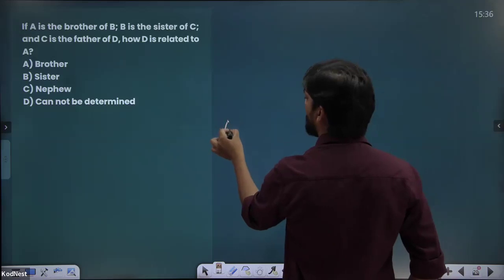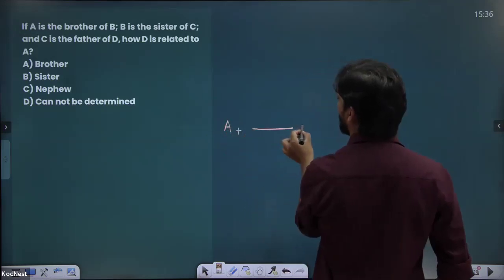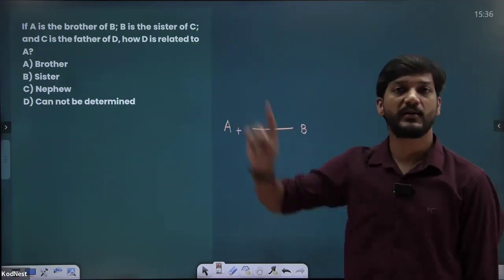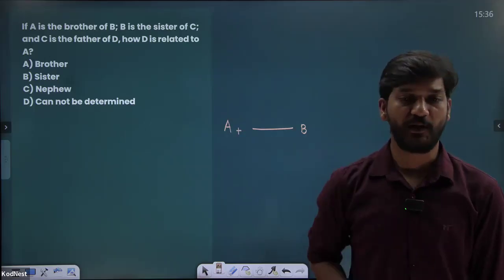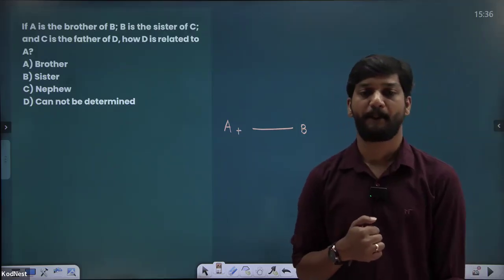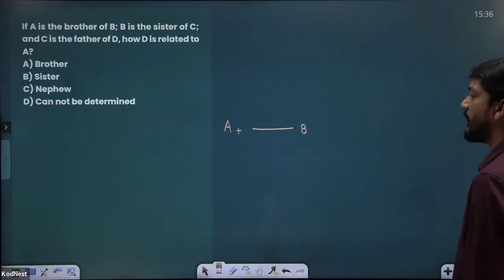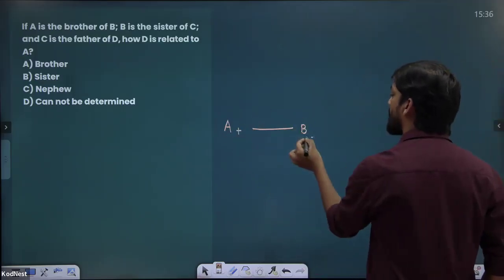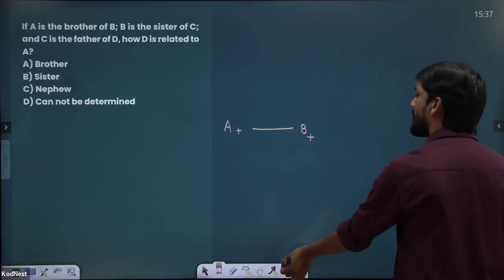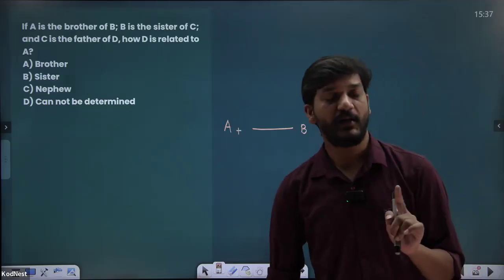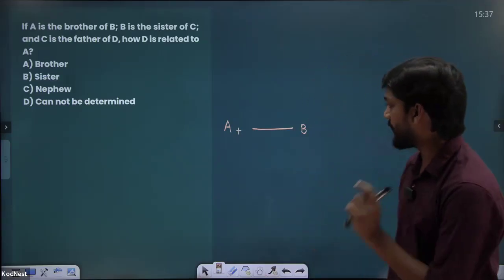A is the brother of B. A is the brother of B. When you read just this line, A is the brother of B, do you know the gender of B? Do you know the gender of B? No, we don't know. Please remember that. Sometimes what students will do is, A is the brother of B, so they will assume B also is brother. Okay, B can be sister also. Right? So please don't assume the gender. If it is given, take it, otherwise leave it.